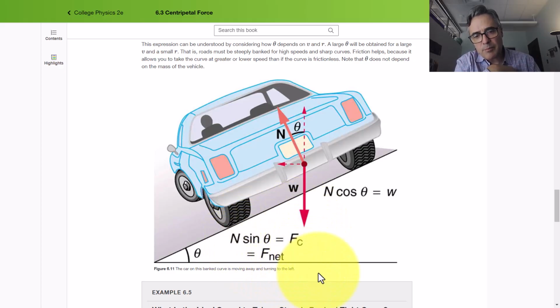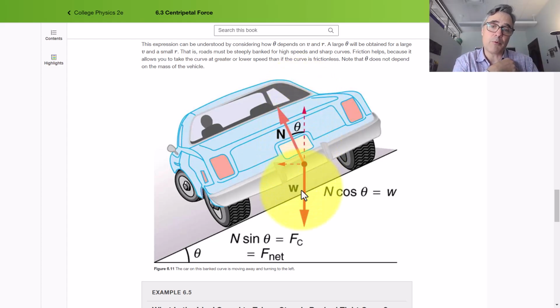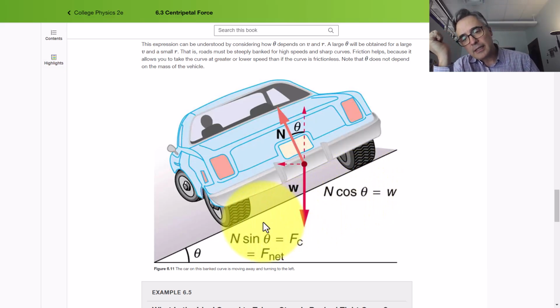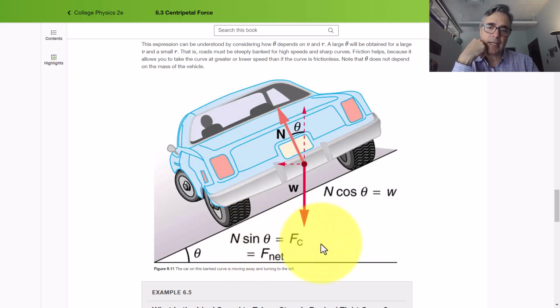What they've done is they've banked the pavement up at some angle theta. What that means, sort of like a race track, is that as you're going around, the whole thing is tilted as viewed from behind. Now the normal force from the surface has a component towards the center of the circular path, and it has a component that's upwards. The component that's upward is N cos theta. That will cancel out the weight because, once again, you're not accelerating up or down. And the component towards the left here is N sine theta.